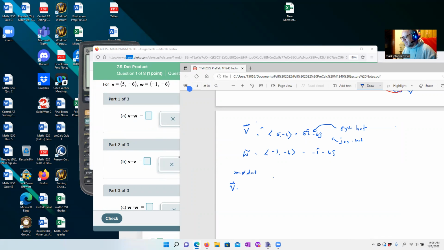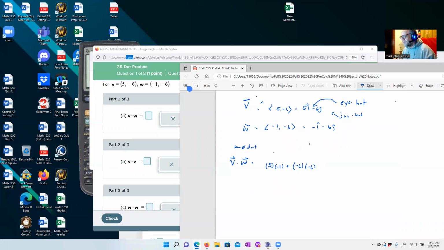So v dot w. v is going to be 5 and 6, w is -1 and -6, and the regular rules of multiplying numbers work. So 5 times -1 is -5. -6 times -6 is positive 36, because negative times negative gives a positive. And then 36 minus 5 would be 31.